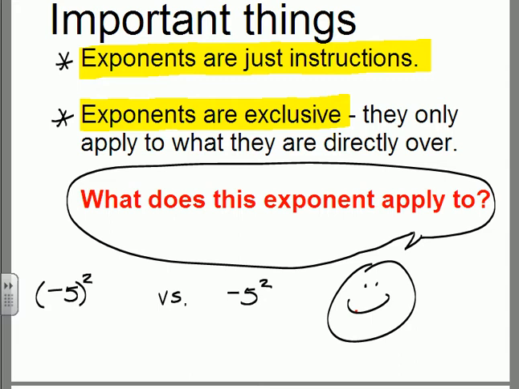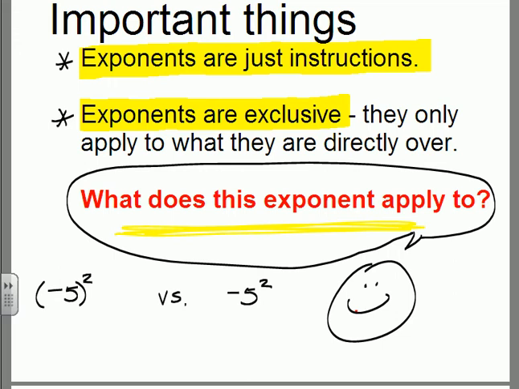We've seen this before in a previous chapter. Remember these problems? -5 quantity squared versus -5 squared. So we'll talk about that in a second. This final idea, that exponents are exclusive: every time you're confronted with an expression with exponents, ask yourself, what does this exponent apply to? That's going to be the most useful advice I can give on exponents. Okay, well, let's talk about this -5 and the squared before we go on.